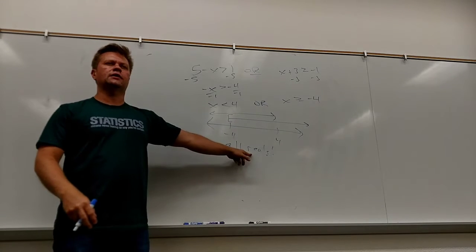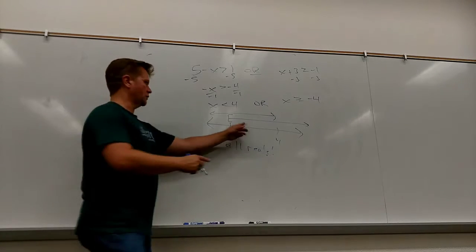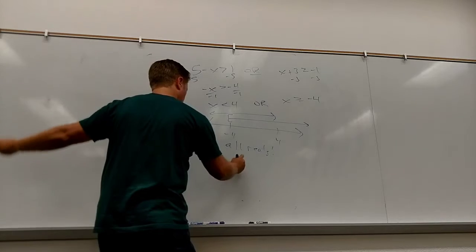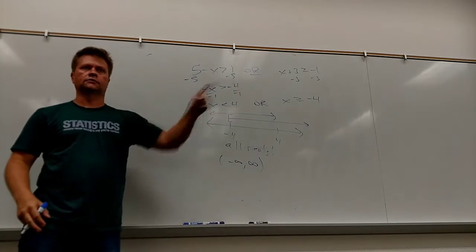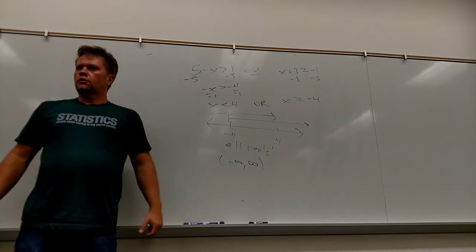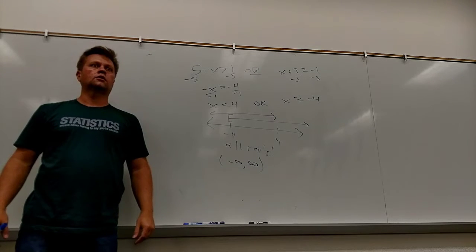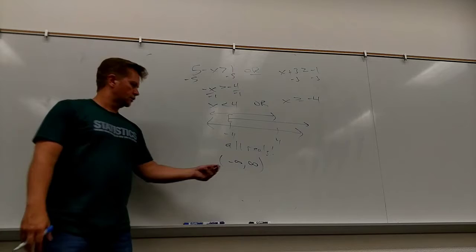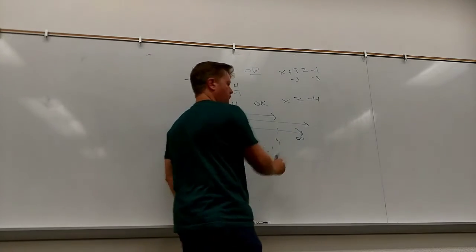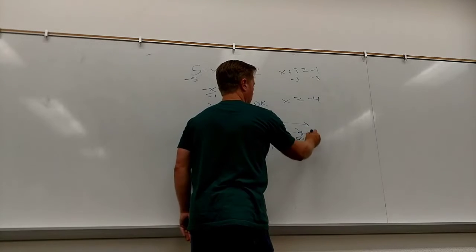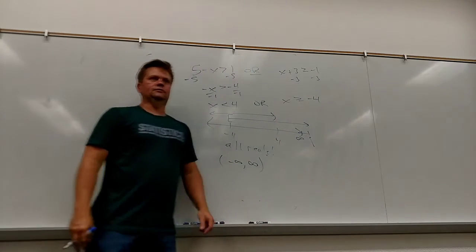All reals. How do you write that as interval notation? From negative infinity all the way up to infinity. There's no skip. I'm not going to skip anybody. And never use a bracket when you write that, right? Because if you put a bracket on infinity, it freaks me out, because then I'm like, what's that?